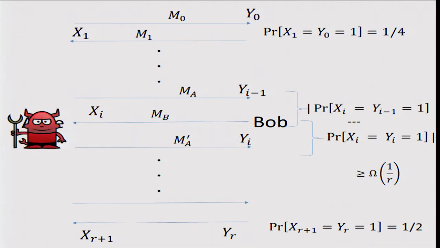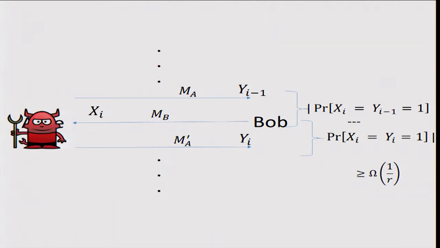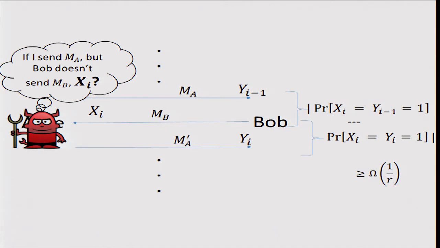The adversary corrupts Alice and does the following mental experiment. It first follows the protocol honestly up to round i minus 1, and in round i, it does the following mental experiment: if I send the message MA, but Bob does not send the message MB, what is my output Xi going to be? Based on the value of Xi, Alice can choose to selectively abort.